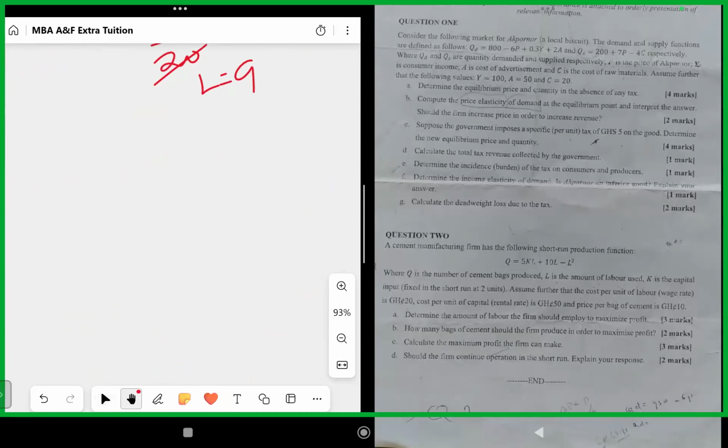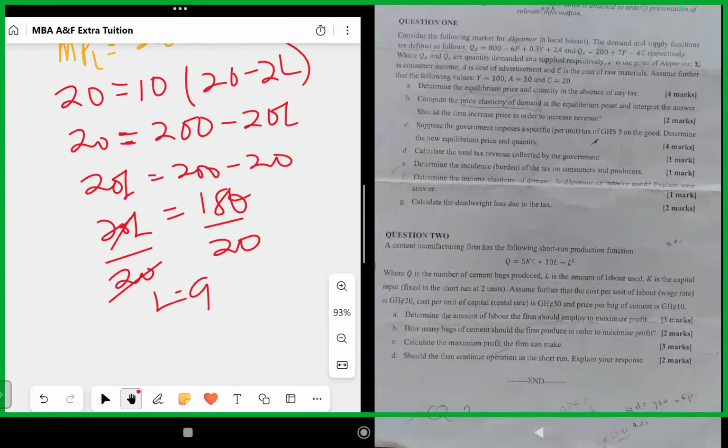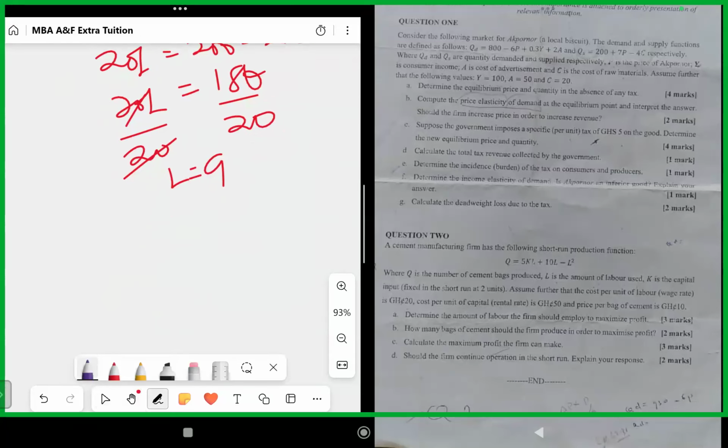So that's A. You're done with A. Let's go to B. So determine the amount of labor, which is 9. B: How many bags of cement should the firm produce in order to maximize profit? So it's very simple. How many bags? What do you think the question is asking us to find? Quantity. Good, quantity.